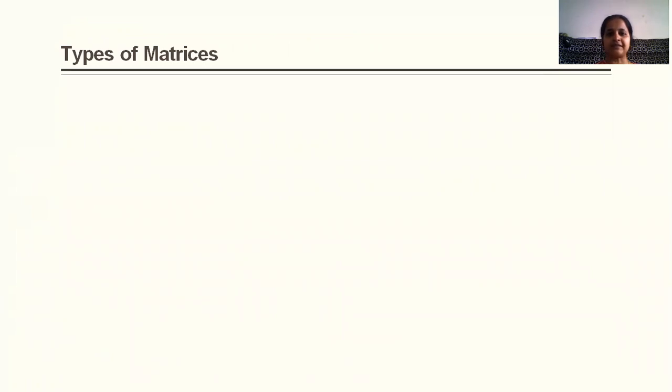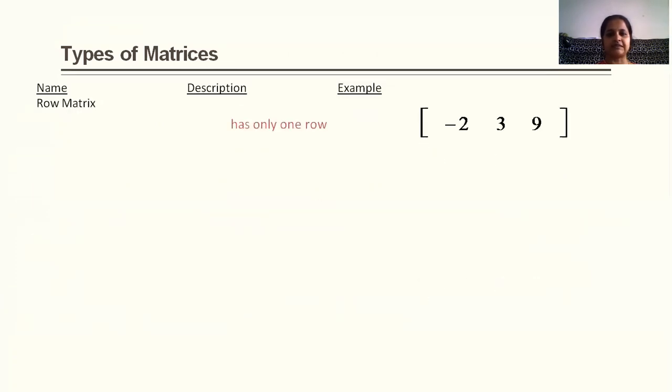So, types of matrices. I will give an example of each of the matrices. The first one is the row matrix. It has only one row. If the matrix has only one row, then we call it a row matrix. The next one is the column matrix. It has only one column. So you can see here there is only one column, an example of the column matrix.